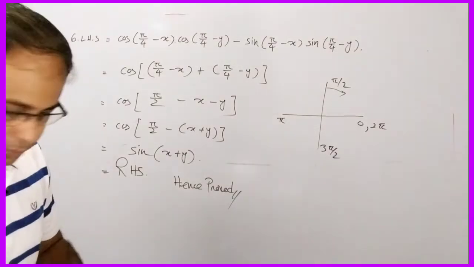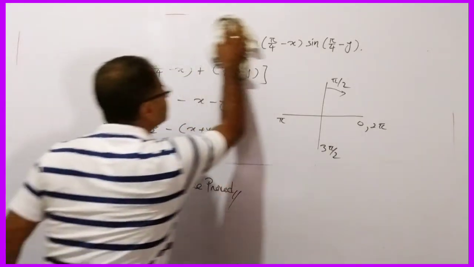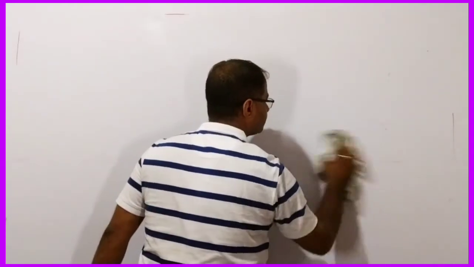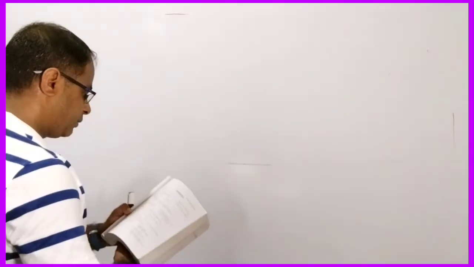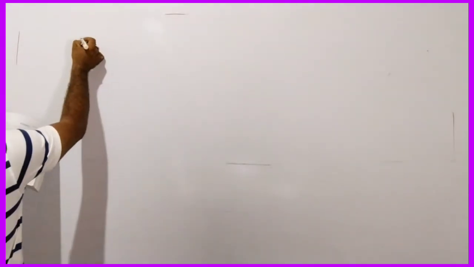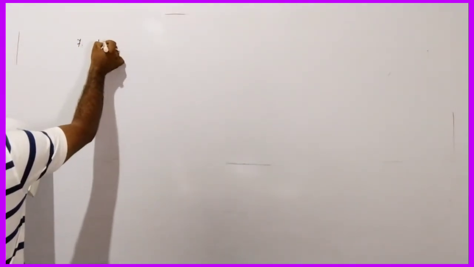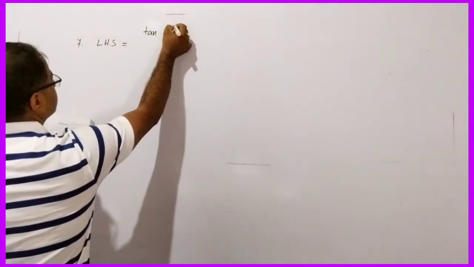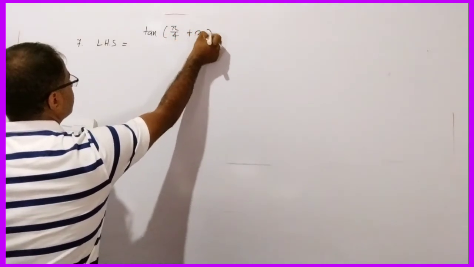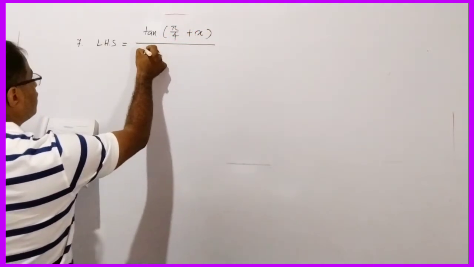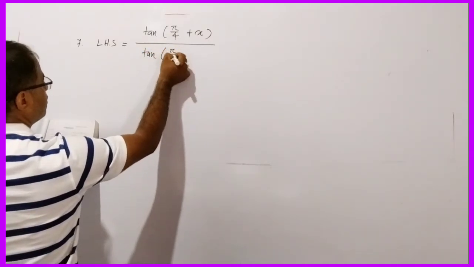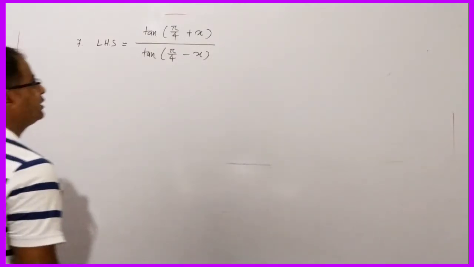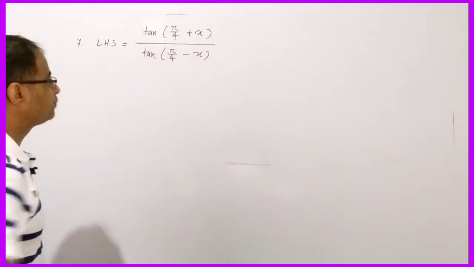Okay, question number 7. Left hand side: tan of pi by 4 plus x divided by tan of pi by 4 minus x. Again, apply the formula of tan of x plus y and tan of x minus y.